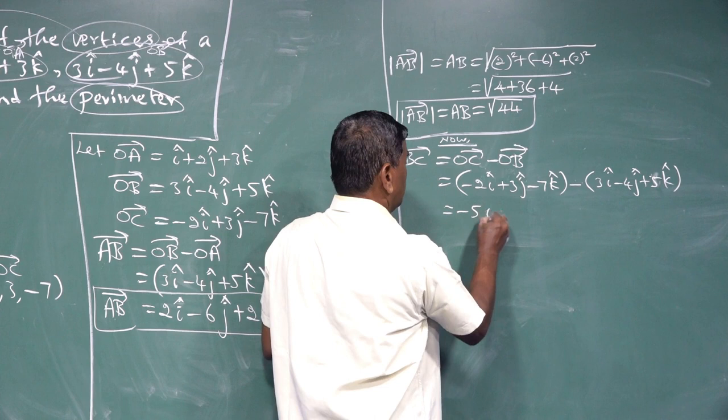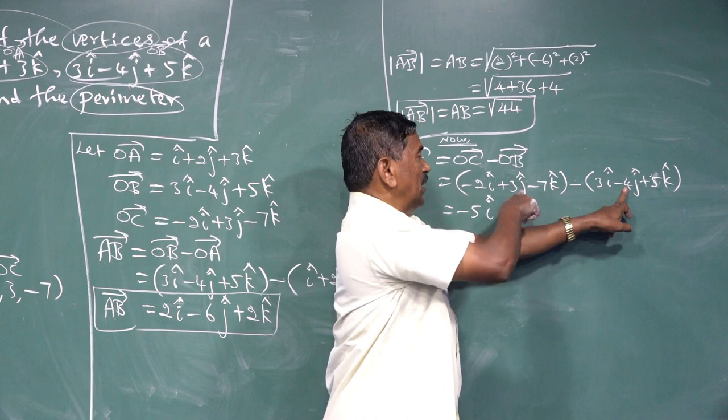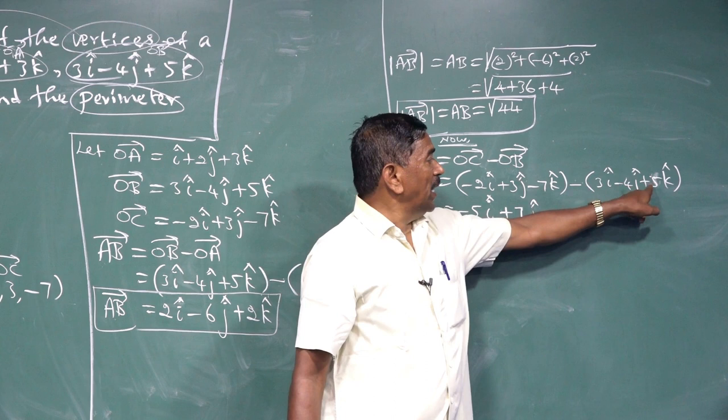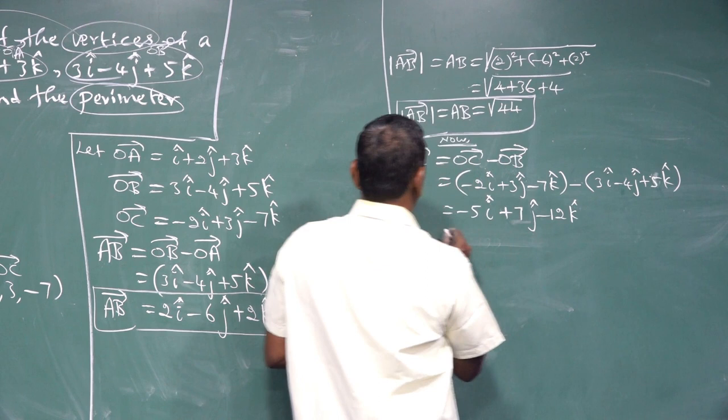Next step, minus into minus plus 4j, plus 3, so totally 7, plus 7j. Next step, minus 5, here minus 7. Minus 5, minus 7, totally minus 12. Minus 12 k cap, which is BC vector.